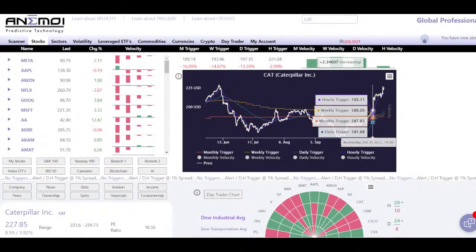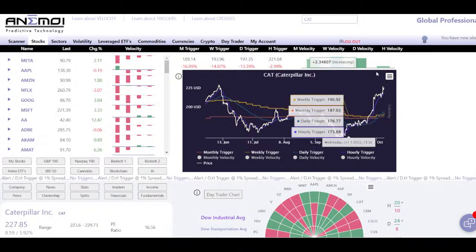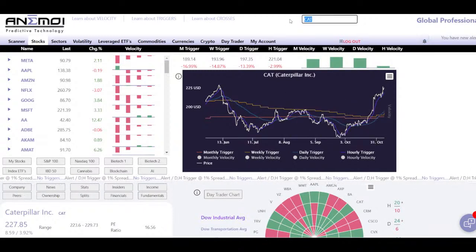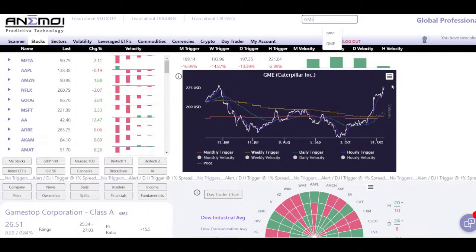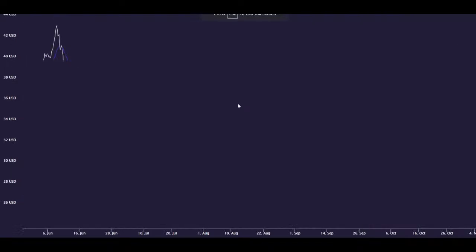So let's go through some comments. In the example you made a minute ago, you showed how you rode the hourly trigger to the high, but just before the high, price broke below the hourly trigger. Please explain. Okay, so I think I know what you're talking about. Correct me if I'm wrong, you're talking about the August GME run.